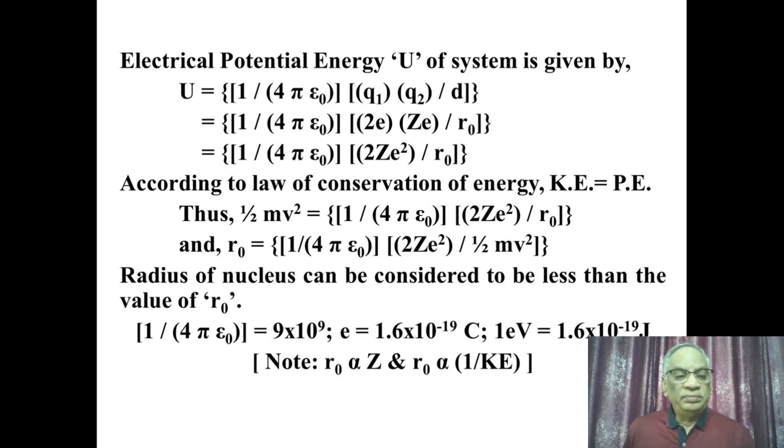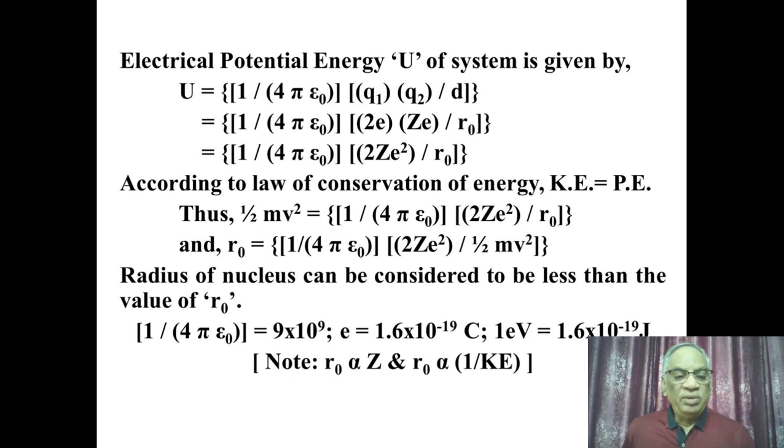So this R0 can be approximately taken as the radius of the nucleus, because we are not directly able to measure it at the present stage. So the radius of the nucleus can be considered to be less than the value of R0 that we got through this approach. 1 by 4 pi epsilon naught is given by 9 into 10 to the power 9, and e, the electronic charge, is 1.6 into 10 to the power minus 19 coulombs, and 1 electron volt is 1.6 into 10 to the power minus 19 joules.